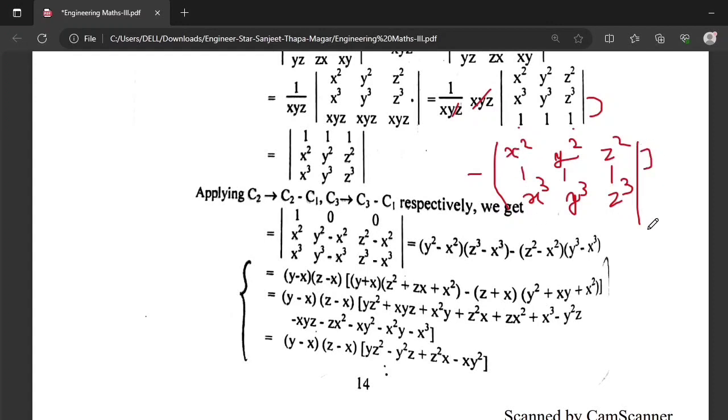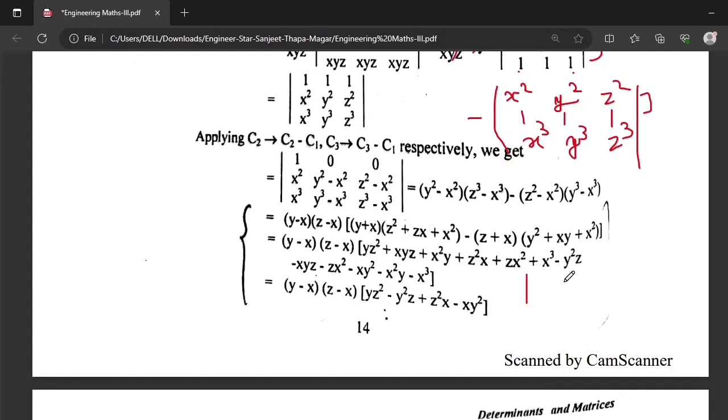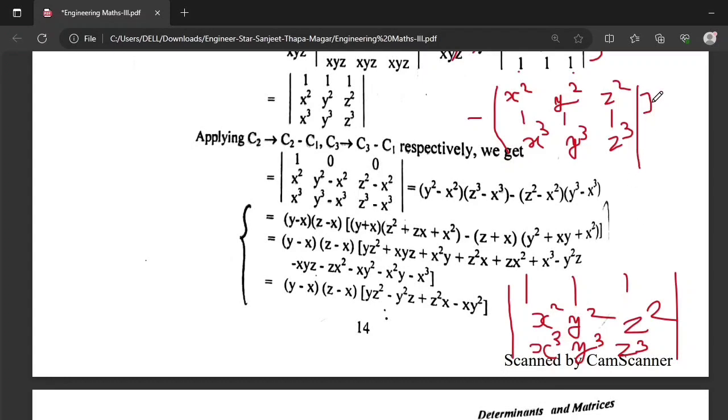interchanging these first and second rows, we get 1, 1, 1, x square, y square, z square, and x cube, y cube, z cube. And I have already told that by the property of determinant, interchanging these two will give again minus sign, and minus will be positive, so it is positive: 1, 1, 1, x square, y square, z square, and x cube, y cube, z cube.